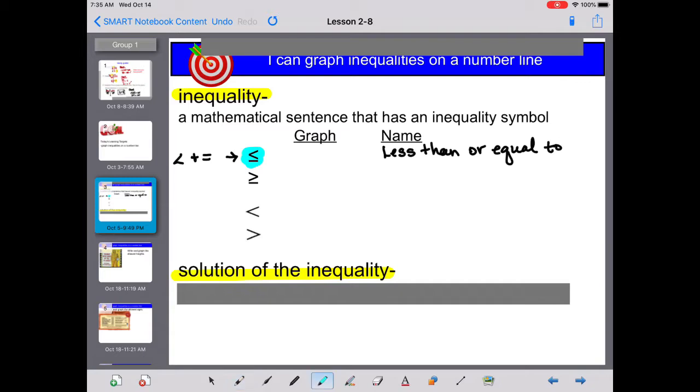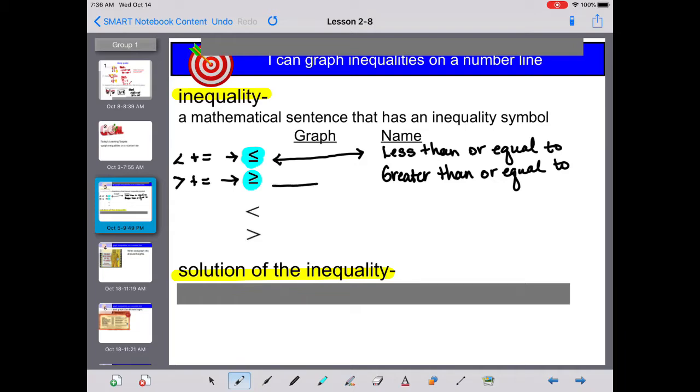The next one is a greater than or equal to sign. Now, let's talk about the graphs of these two. Which means that it's either greater than or equal to the given number. So the graphs of these two are similar. When you graph these, you graph them on a number line.